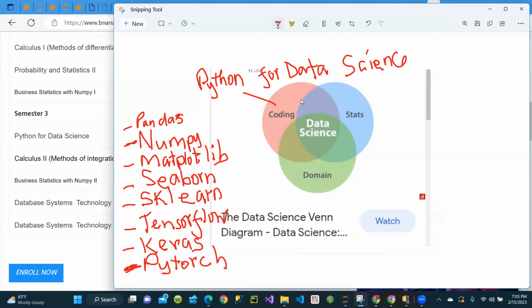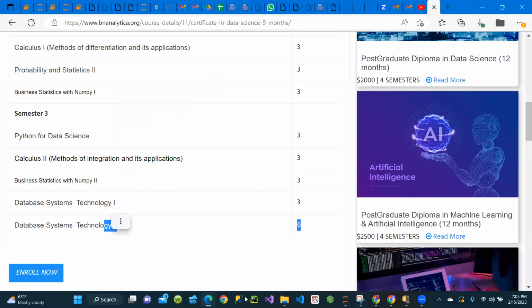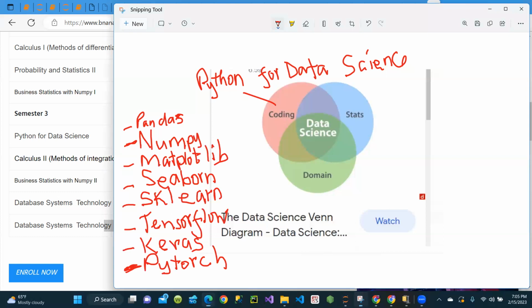So the Python for data science in my school, we'll stop here. Oh, and this is something. Take another ink, blue. We'll stop here. You see this? You see that? Yes. And it will be comprehensive. The teacher is very good.